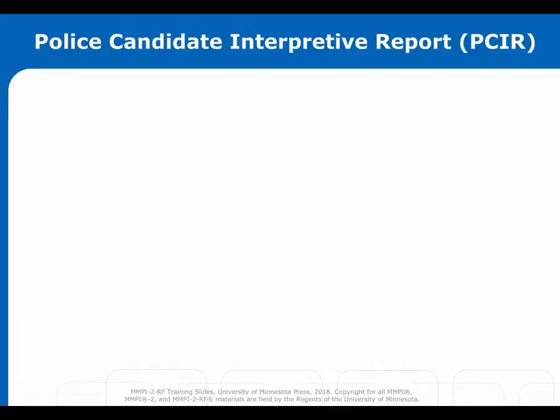As I mentioned earlier in this presentation, there are also interpretive reports available for police candidates and spine surgery and spinal cord stimulator candidates. Both of these interpretive reports are structured similarly to the interpretive report I just described, in that they provide a full score information and an integrated interpretation for each test taker. However, these reports are intended for use in a specific type of evaluation.